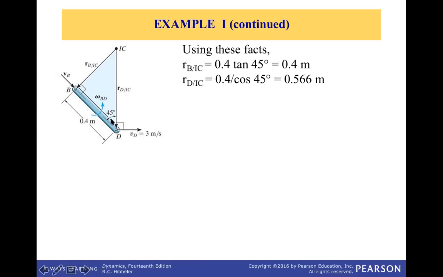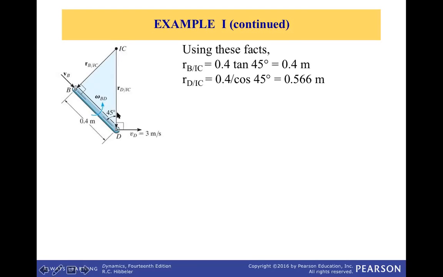Okay, so using the facts here and also looking at the geometry, we can determine that if this is 0.4 meter, then this should also be 0.4 meter, because this is 45 degrees, this is 90 degrees, this should also be 45 degrees. And then this should be square root 2 of 0.4, which is 0.4 divided by cosine 45, which is 0.566. So then these two radii are determined.